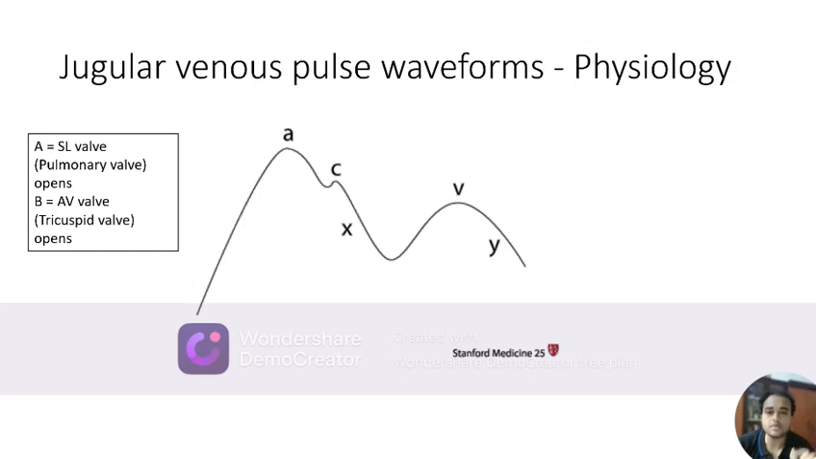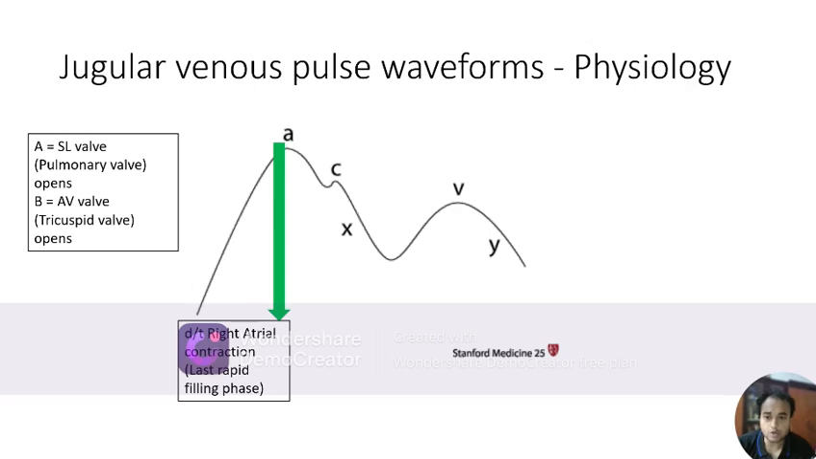So now, what are the waveforms of the jugular venous pulse? The jugular venous pulse has three upstrokes, the A, C, and V waves, and two downstrokes, the X and the Y waves. What is the mechanism behind the generation of these waves? Let us understand. As I have said earlier, the rise or drop in the internal jugular vein pressures actually reflects the pressure changes in the right atrium of the heart during the cardiac cycle.